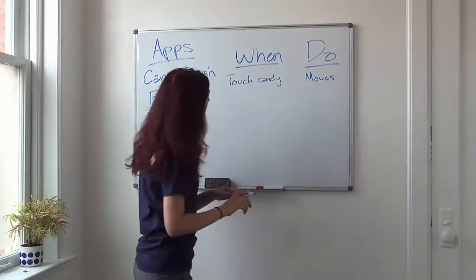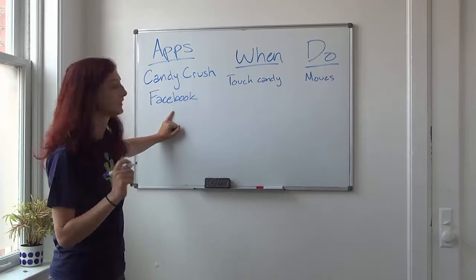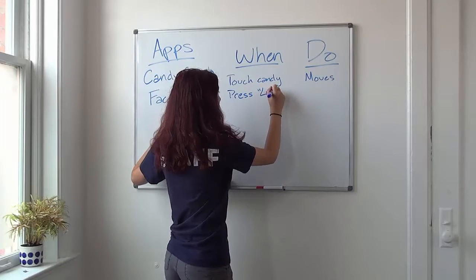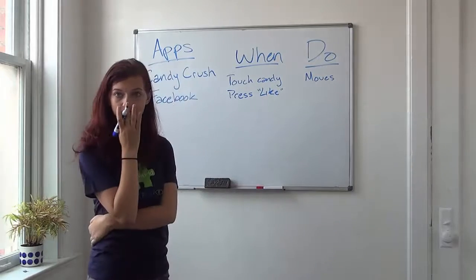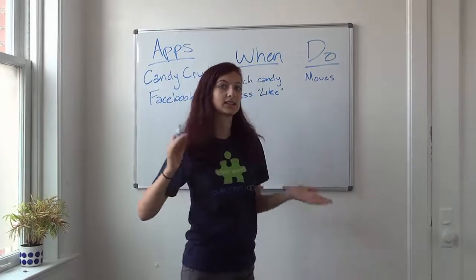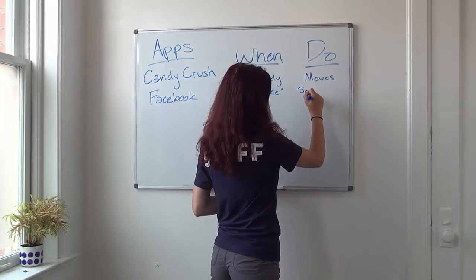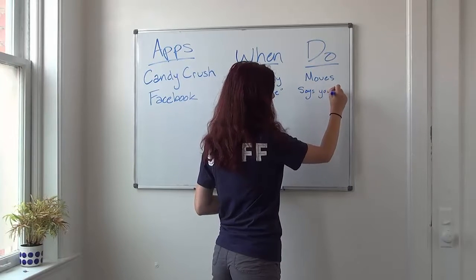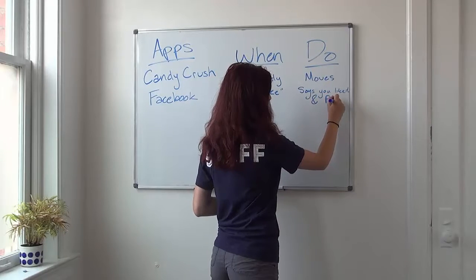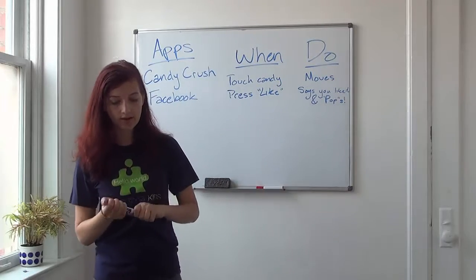Exactly. Can you think of any when do's for Facebook? Oh, I know. When you press the like button. When you press the like button, what happens? You like the post. Yeah, it says you like the post. Maybe it makes a sound. It can do lots of different things too. It makes a pop sound. Yeah, it pops. It says you like it, and it pops. So we can think of when do's for our apps that we're going to make.